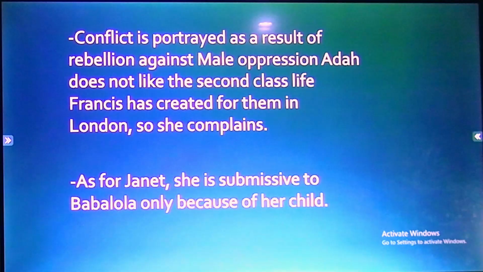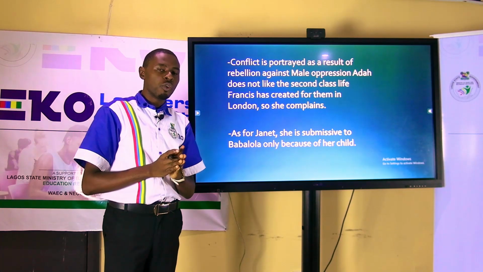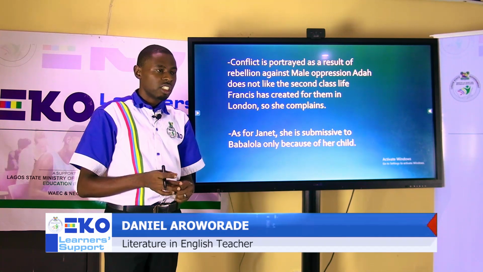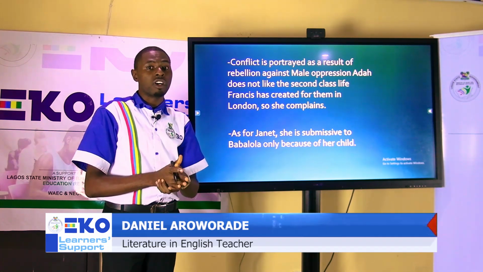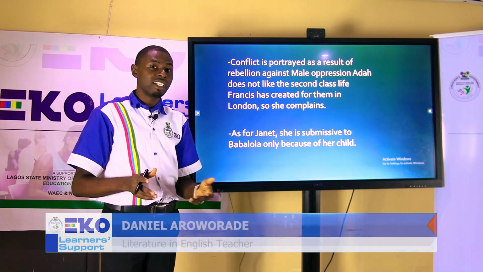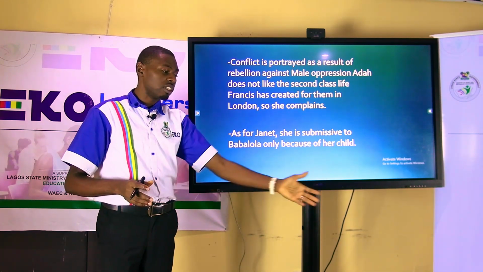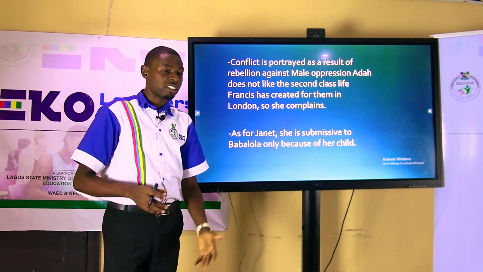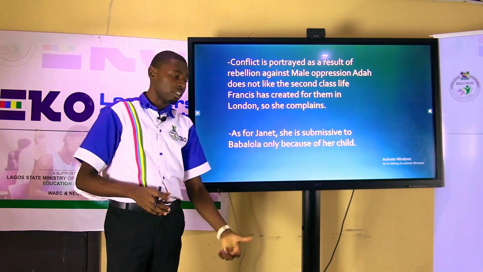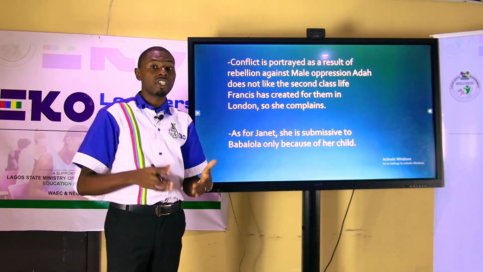As for Janet, she's submissive to Babalola. And the reason is only because of her child. Don't forget that Janet was picked up. She's half Indian, half English. And she was staying with one of her uncles. And because of her promiscuous lifestyle, she got pregnant, and her uncle sent her out. She was living on the street. In fact, Babalola picked her up in a phone call cabin, and decided to help her.